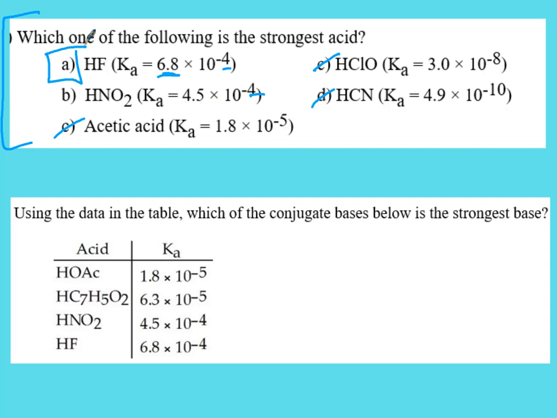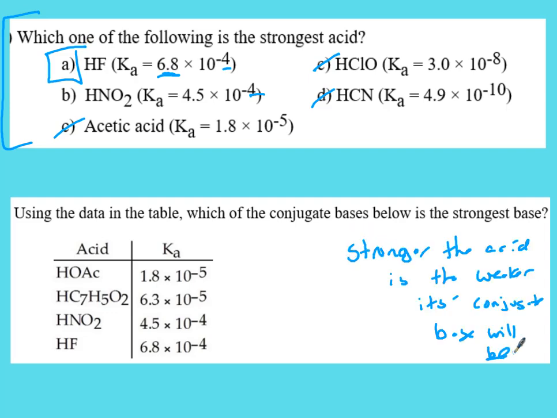Well, the strongest acid produces the weakest conjugate base. So the stronger the acid is, the weaker its conjugate base will be. Based on that sentence, figure out which of these acids would have the strongest base.